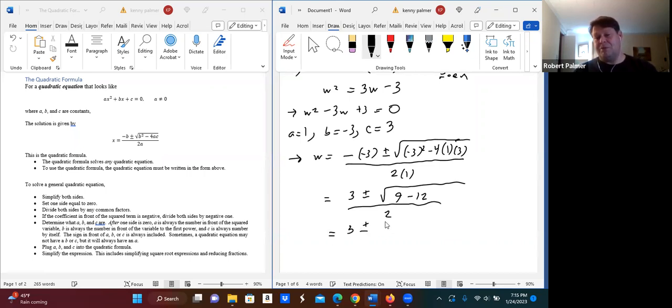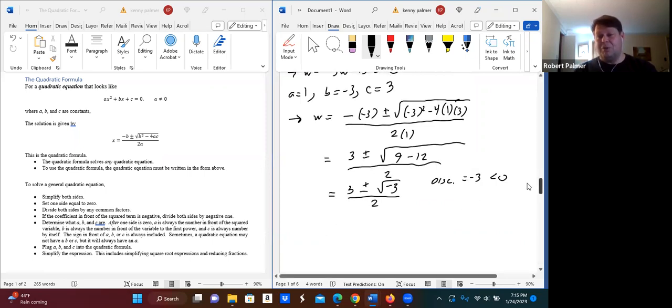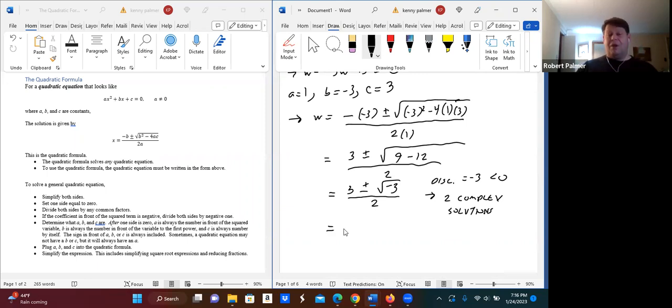Okay. Now, something a bit different will happen this time. So we have 3 plus or minus the square root of negative 3, all over 2. This time our discriminant, what's under the radical, is negative 3, which is less than 0. It's negative. So what this means, and we haven't seen this before in this video, is that we have 2 complex solutions. Now, this is something that you may have seen in another video, where you've had to deal with complex numbers or negatives under the square root.